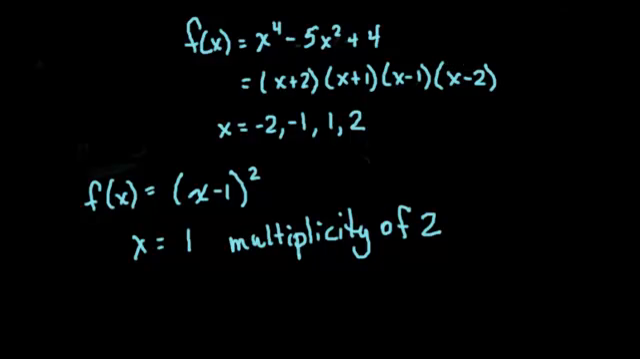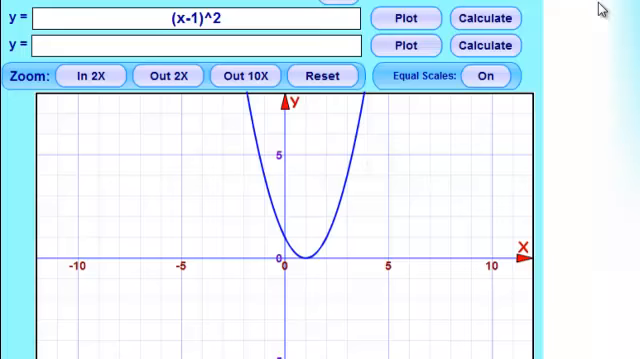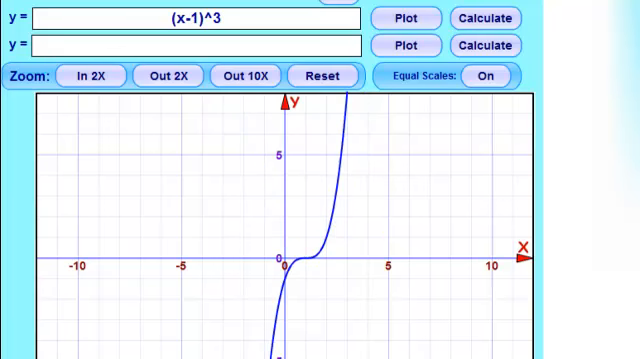Let's see what happens on the graph. All right, here's x minus 1 raised to the second power, the entire thing. My 0, x equal 1, has a multiplicity of 2. So it doesn't cross through that x-intercept. Instead, it touches it and turns around. So let's change this to a cubic and see what happens. Now we have x equal 1 being our 0, and it crosses through where x equal 1. Now let's raise it to the 4th and see what happens.